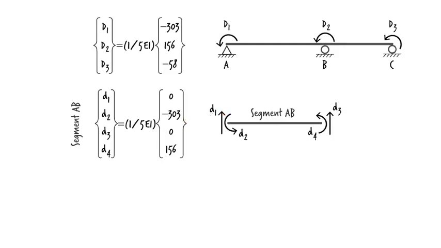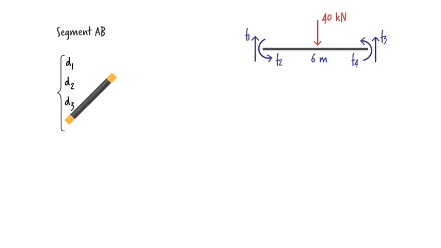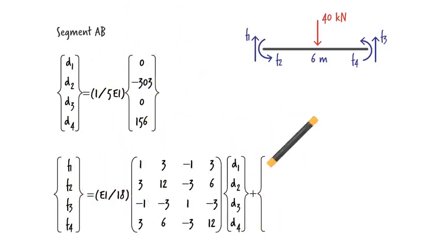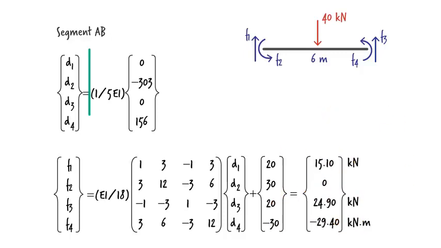For segment AB, we know the vertical displacements are 0. The rotation at the left end of the segment equals d1, and the right end of the segment rotates by d2. Thus, the displacement vector can be written like this. Substituting the vector here gives us these member-end forces. Knowing the member-end forces, we can draw the segment's free body diagram.